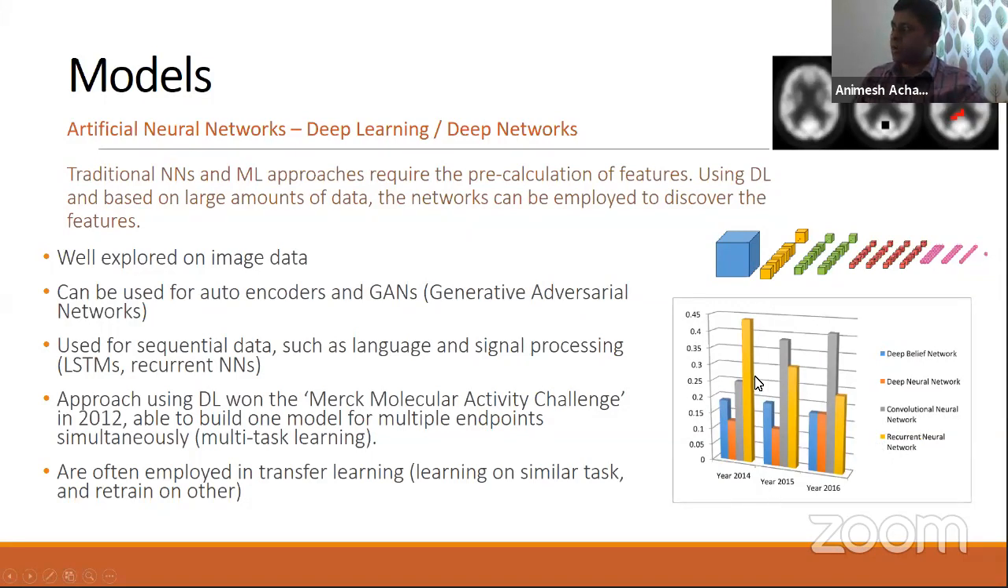You can see the trend is changing quite a lot. For example, recurrent neural nets were used the maximum number of times in the literature around 2014. Later on, people moved into convolutional neural nets. These kinds of things are happening around the globe.